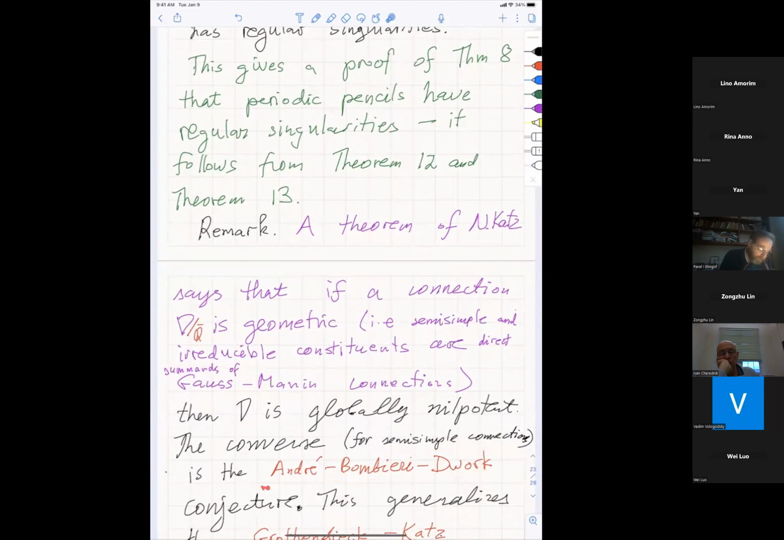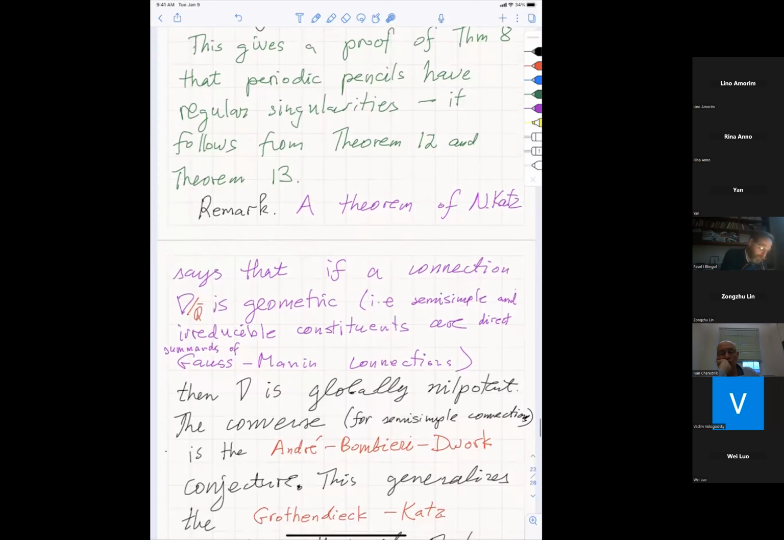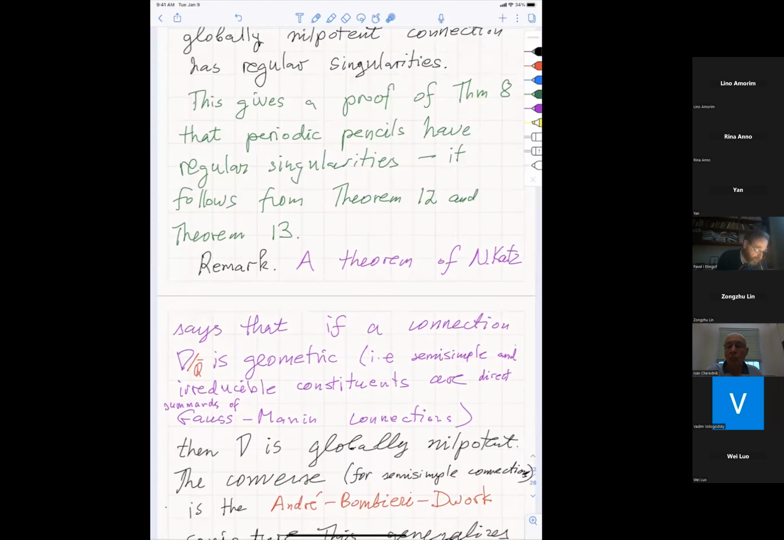The André-Bombieri-Dwork conjecture says that if you have a globally nilpotent connection, then if it's irreducible, it should come from a family of algebraic varieties. And of course, we have no idea how this could be proved, even though for some classes of connections, such as rigid local systems, which have no deformations, Katz was able to prove this using the method of middle convolution.